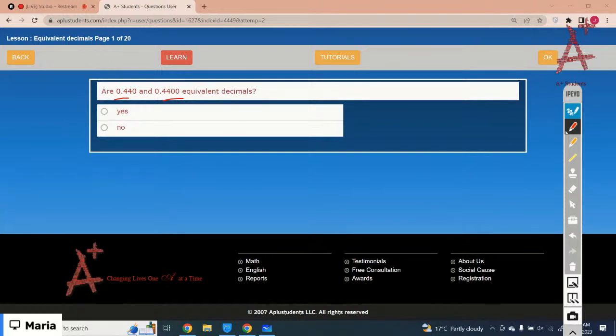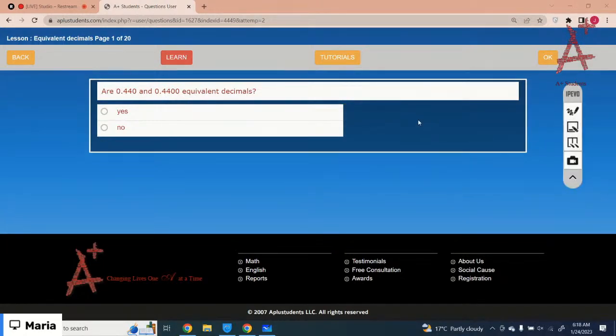Okay, are 0.440 and 0.4400 equivalent decimals? Yes, they are equivalent decimals. Got it? 0.440 and 0.4400, they are equal. These zeros are just extra zeros. So they are equal. The answer is yes. Got it?